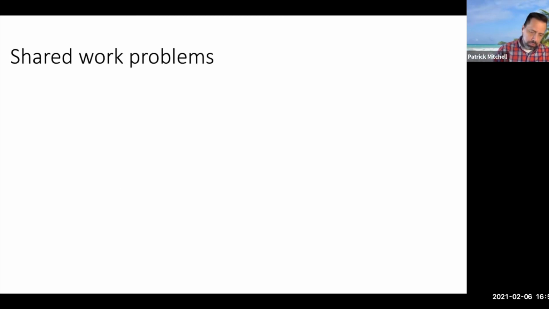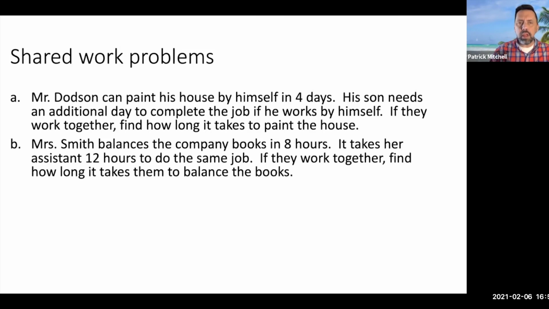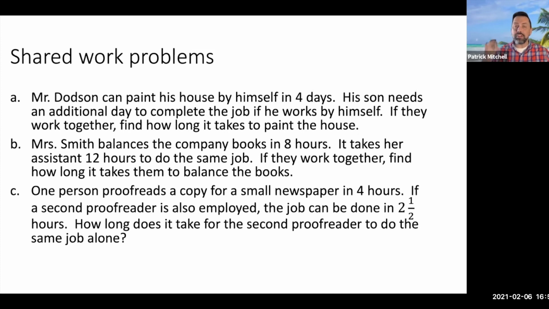Okay, shared work problems. These are a lot of fun. Now, I got tired of typing out the whole problem on the tablet, so I just summarized it. Let's look at this first one. It says, Mr. Dodson can paint his house by himself in 4 days. His son needs an additional day to complete the job if he works by himself. So the question is, if they work together, how long does it take to paint the house?